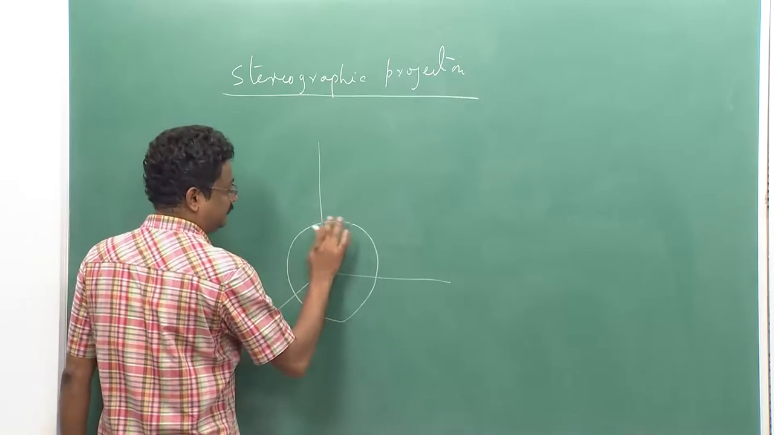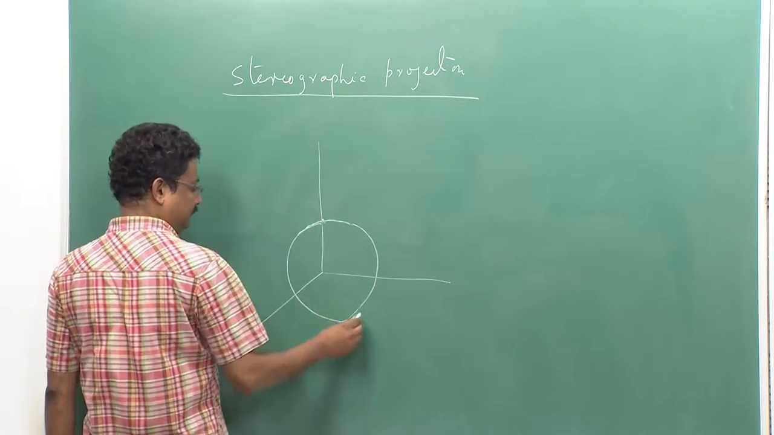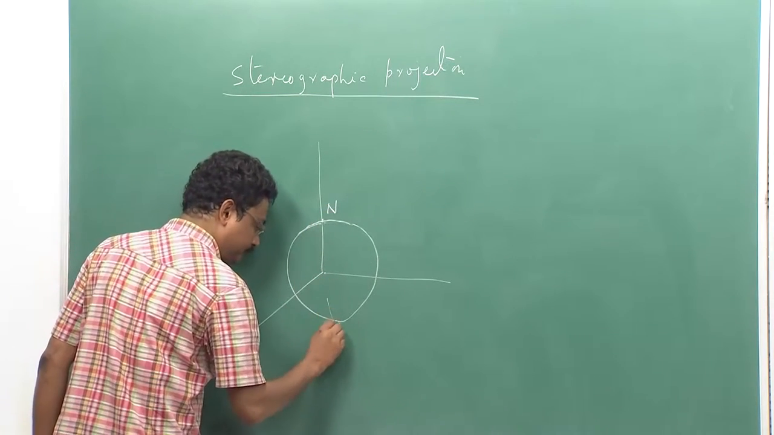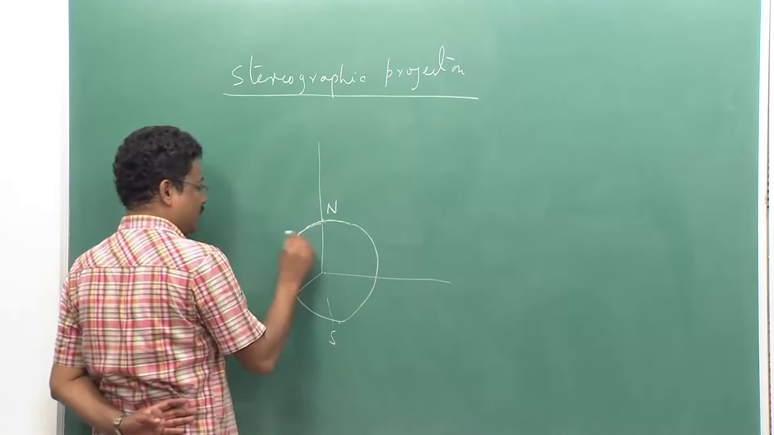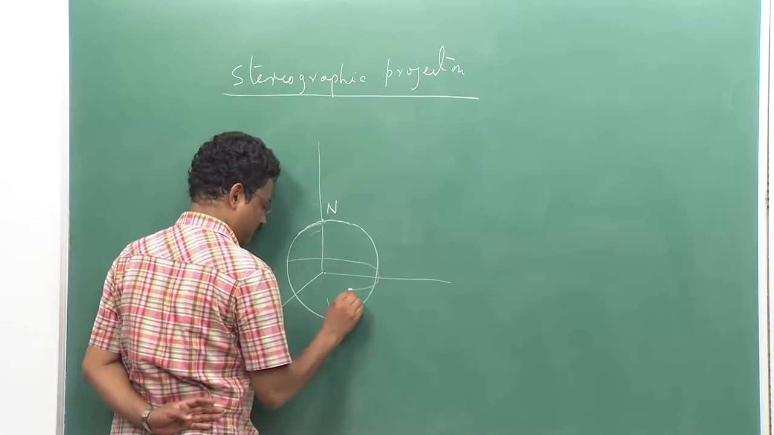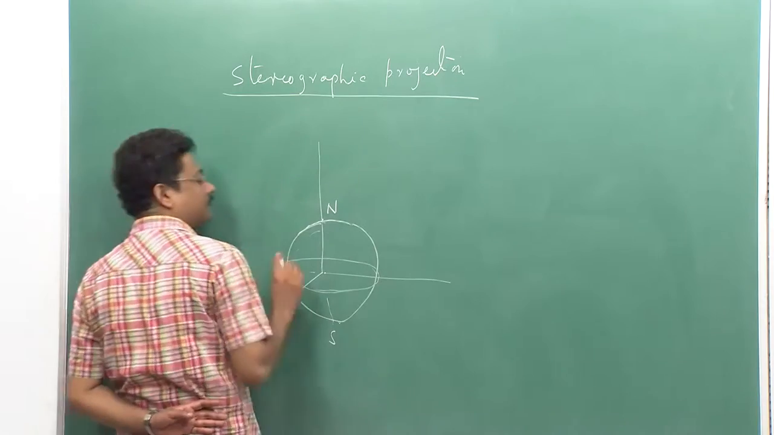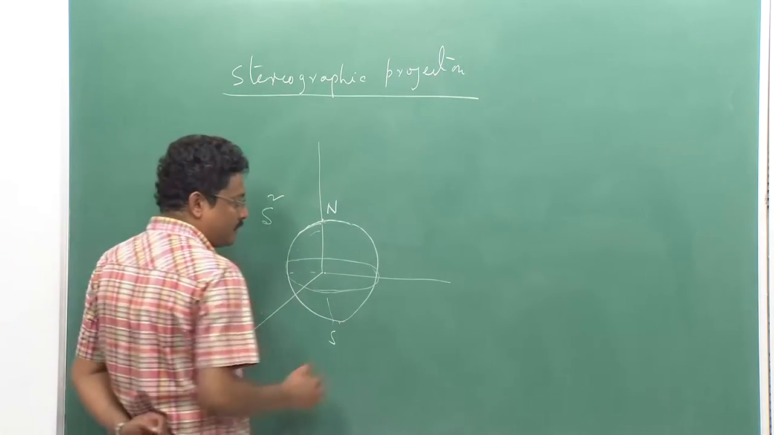This is the North Pole, this is the South Pole. So this is S2, this surface is S2. We denote it by S2. What does stereographic projection do?